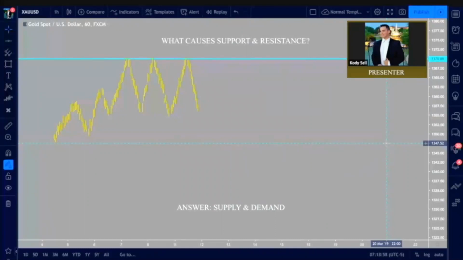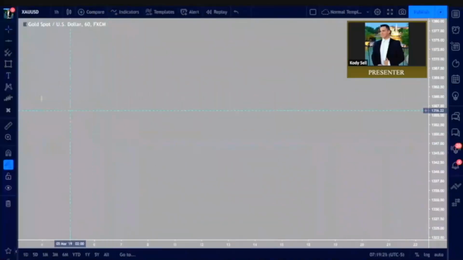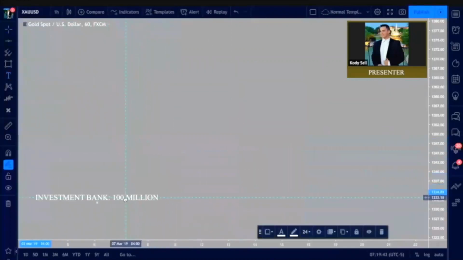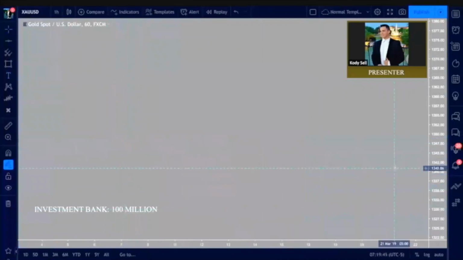So what exactly is supply and demand? How does it play out in the markets? All right, so first I want you to imagine that there's a large investment bank, and this investment bank needs to move $100 million. Now when you have that kind of transaction going on, you can't just place a $100 million order at one time. So what they have to do is split this order up into several different orders.